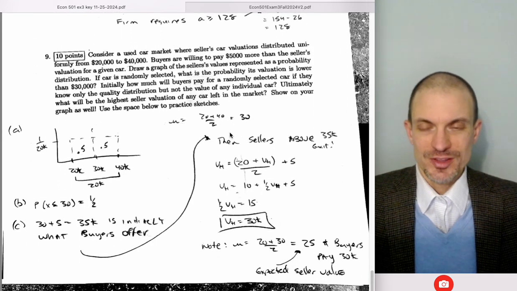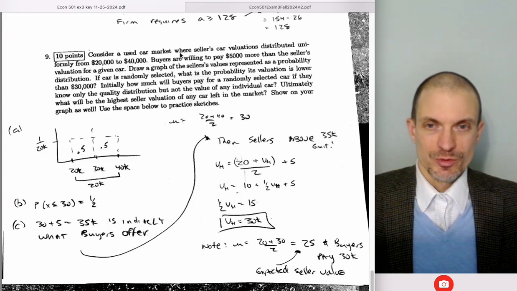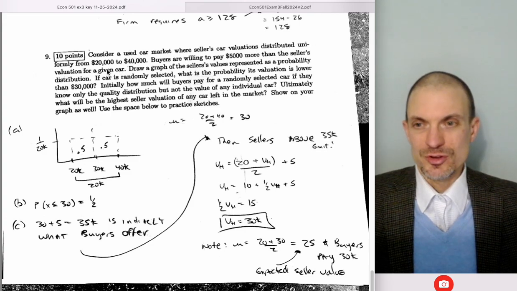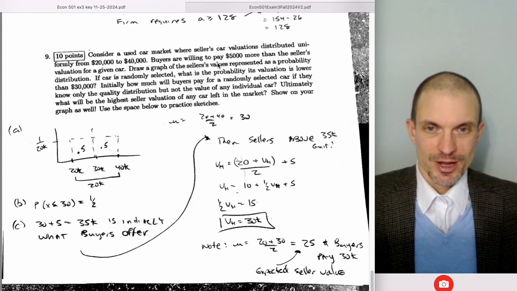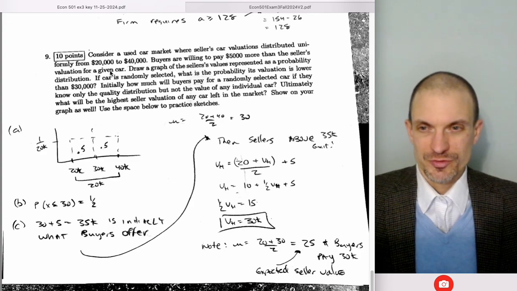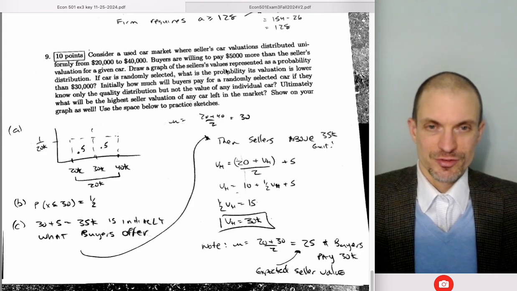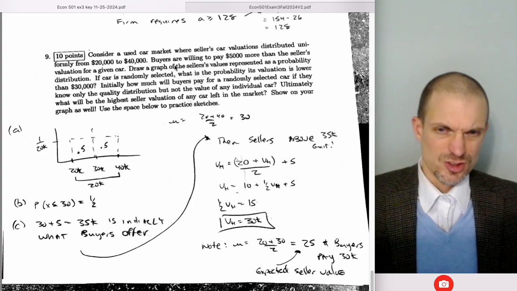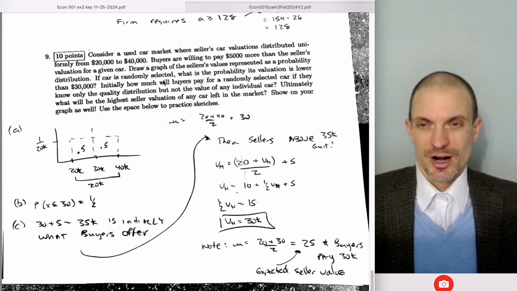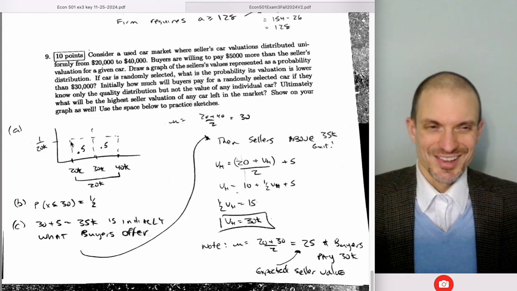All right, last question on the exam. Consider a used car market where the seller's valuations are distributed uniformly from $20,000 to $40,000. Buyers are willing to pay $5,000 more than the seller's valuation. Draw a graph of the seller's value as a probability distribution. This is the uniform distribution. If a car is randomly selected, what's the probability its valuation is lower than $30,000? I selected that really cleverly to help you out later on.